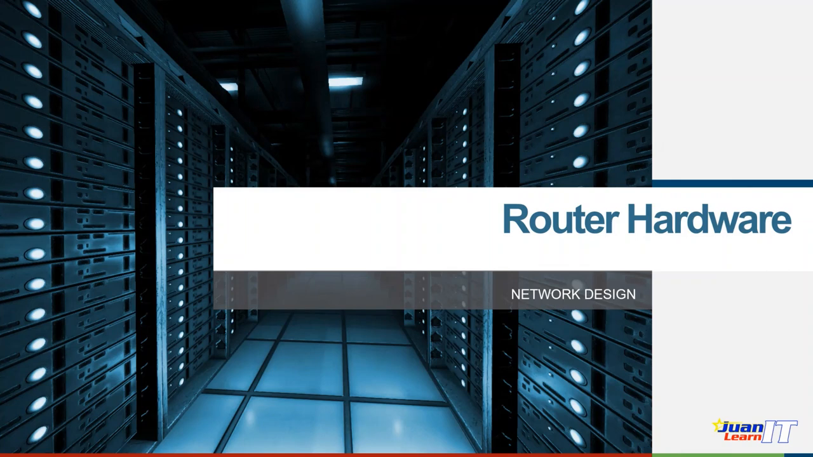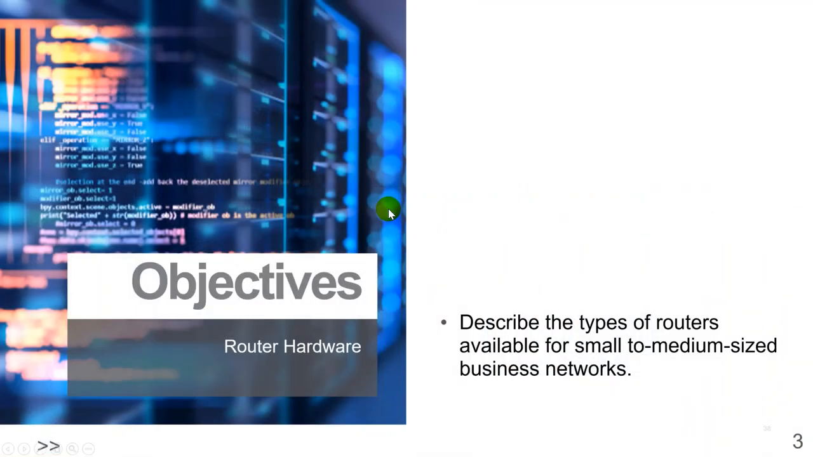Routers can also act as a translator between different media types and protocols. For example, a router can accept packets from an Ethernet network and encapsulate them to transport over the serial network. Okay? Now, this section will help us choose the right router for the organization. So, the objective of this section is to describe the types of routers available for small to medium-sized business networks.